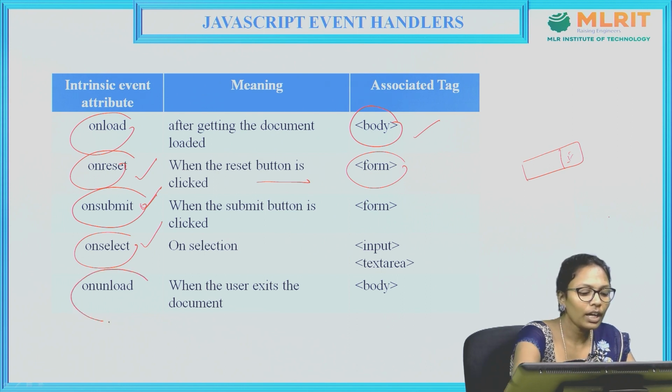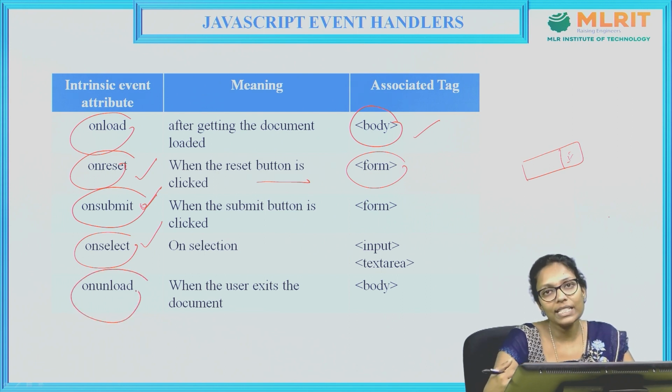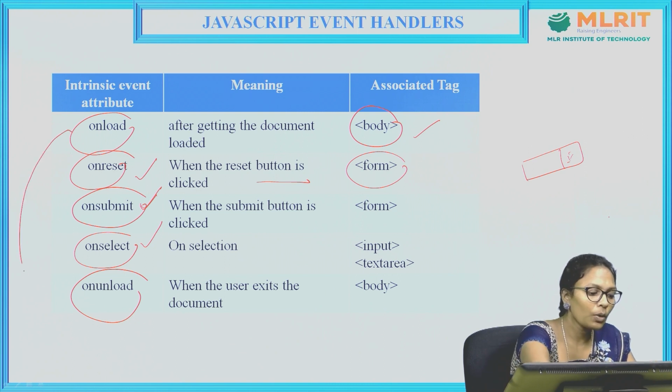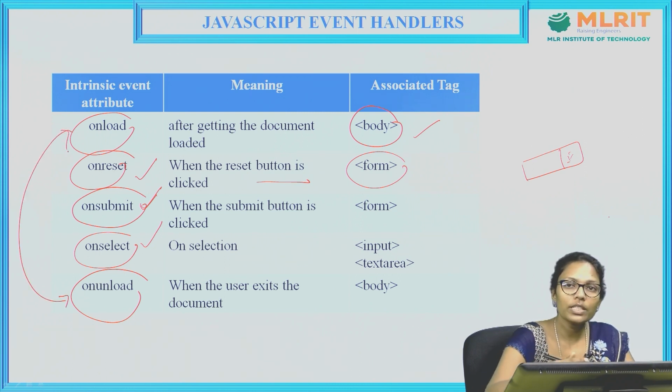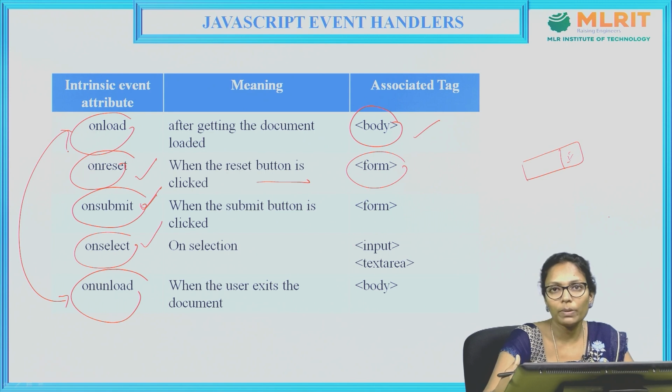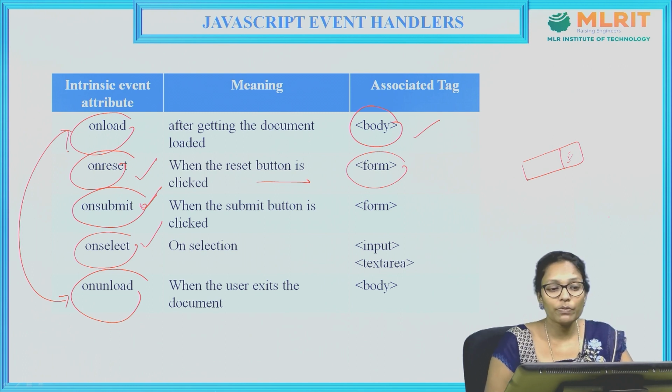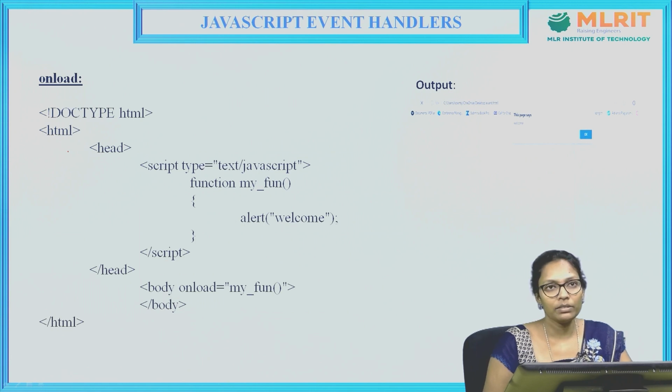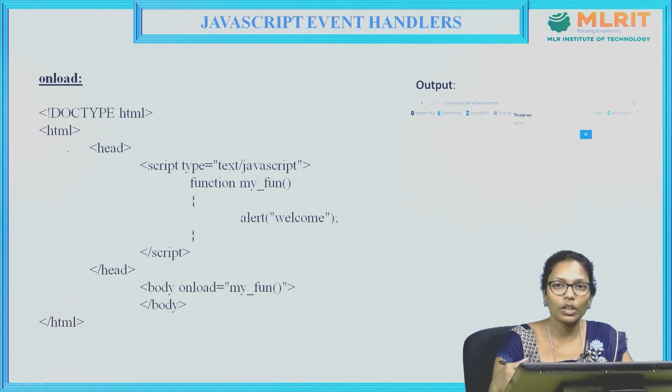And onunload. When the user exits the document or closes the document, then onunload is executed. This is quite the opposite of onload. Onload means whenever you open the page, onload will be executed. Whenever you close the page, when you come out of the page, onunload will be executed. So these are some different events which we use in JavaScript, but we also have so many other events. We will see some examples here, only a few examples, not all the events.